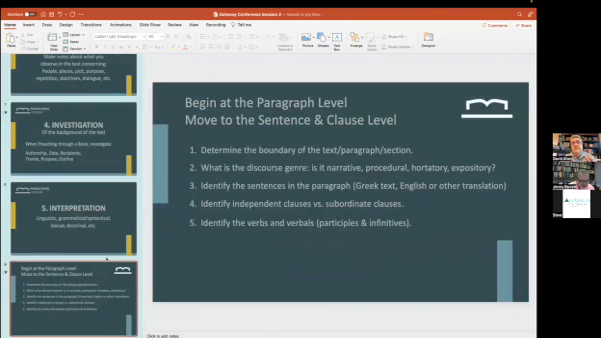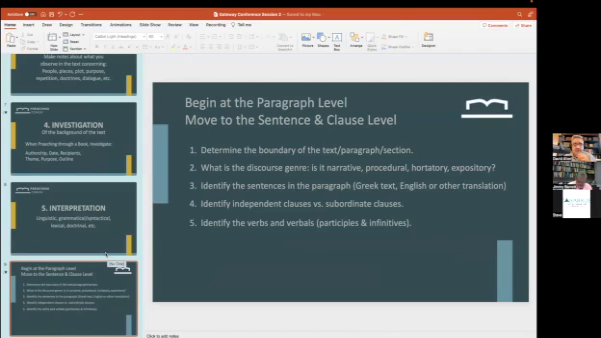6 of these. And just by way of quick review, remember I taught you to begin at the paragraph level, move to the sentence level, then the clause level. These are the first 5 steps that we talked about in our last session. Just by way of brief review, you want to look at the boundary of your text, its genre, identify the sentences, identify the clauses as independent and subordinate, and identify the verbs, and then the verbals, which means participles and infinitives.